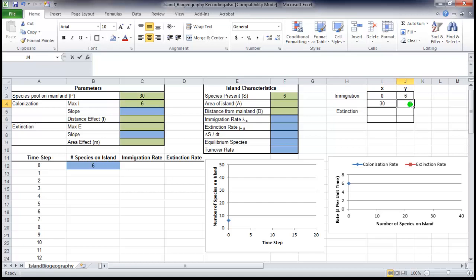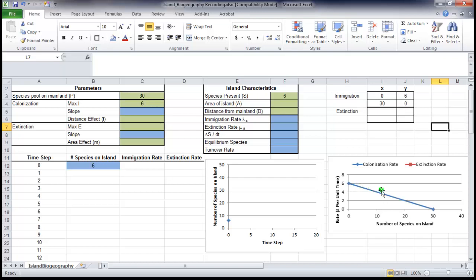That places our second point on the graph, and now we have the rate of colonization declining as the number of species present on the island increases. So this is all a review to this point. That handles the colonization side of things.